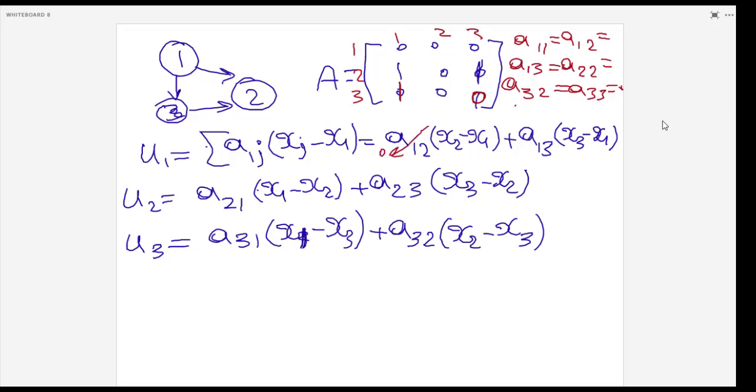Okay. A12 equal to 0. A13 equal to 0, A21 equal to 1, A23 equal to 1, A31 equal to 1, A32 equal to 0. U1 equal to 0.